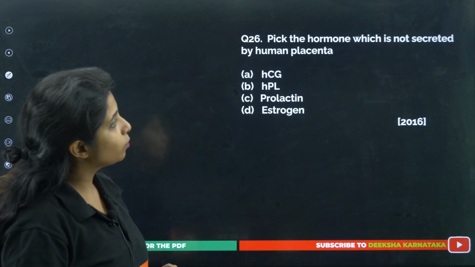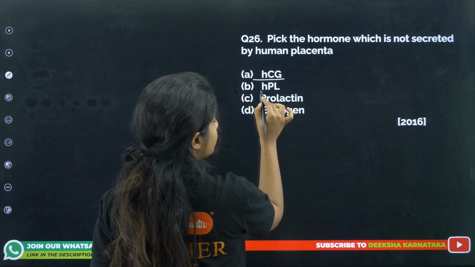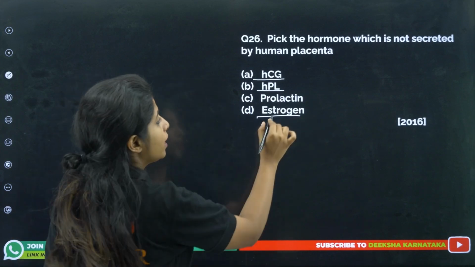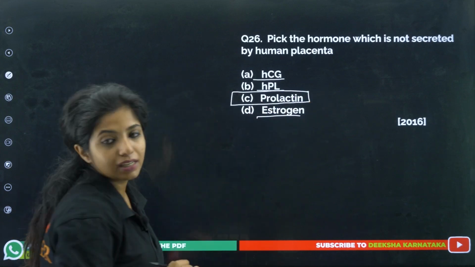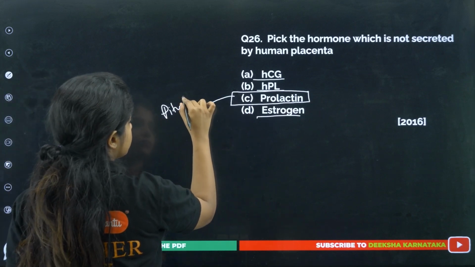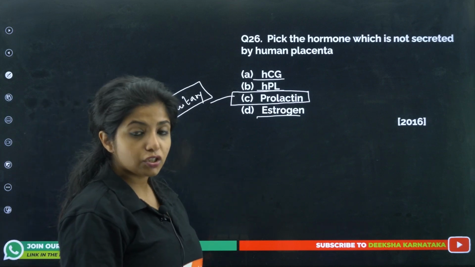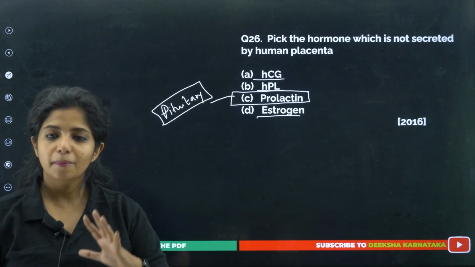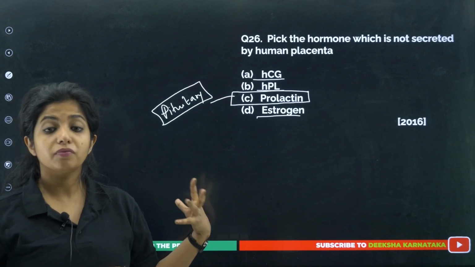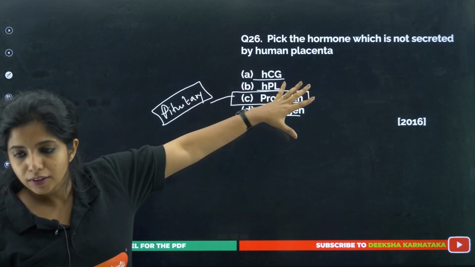Next, pick the hormone which is not secreted by the human placenta. I told you initially it's HCG, human chorionic gonadotropin, human placental lactogen, estrogen and progesterone. Prolactin is not a hormone released by the placenta. It is released by your pituitary gland. Okay, prolactin. It's also a pregnancy hormone, but it is not released by the human placenta. Prolactin helps in the development of mammary glands and ejection of milk, but it has nothing to do with the human placenta.